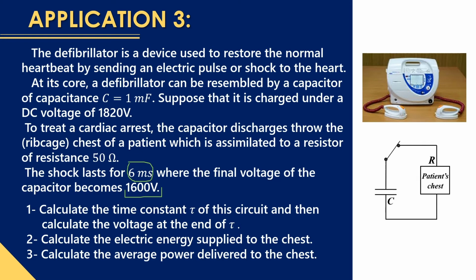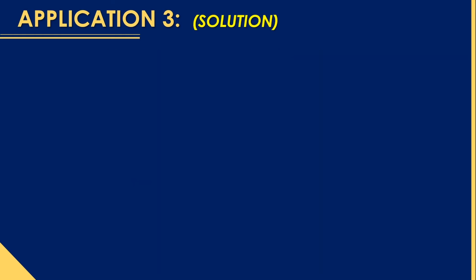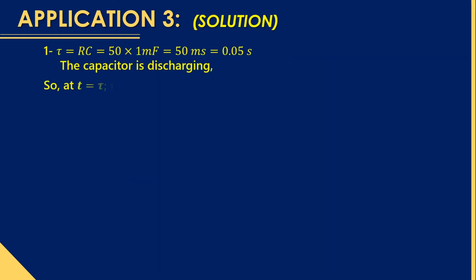Calculate the time constant tau, calculate the voltage at the end of 1 tau, calculate the electric energy supplied to the chest and the average power delivered to the chest. So we start by a charged capacitor, then it discharges during 6 milliseconds. Values that are worth mentioning are capacitance and resistance, which are given. Starting with 1, tau equals R times C, which is 50 times 1 millifarad. That equals 50 milliseconds or 0.05 seconds. So the capacitor discharges and its time constant is given by this.